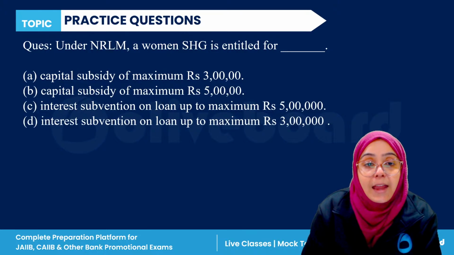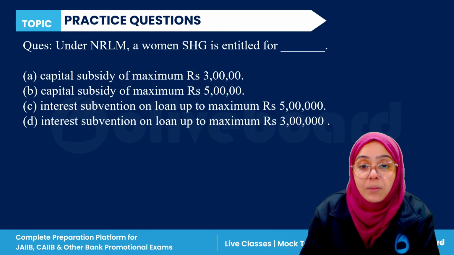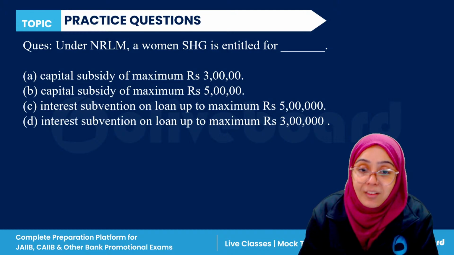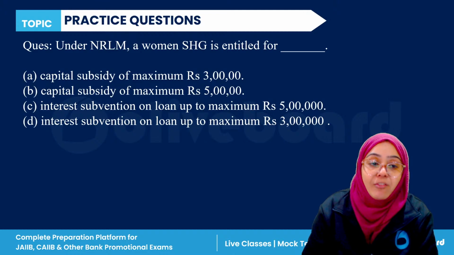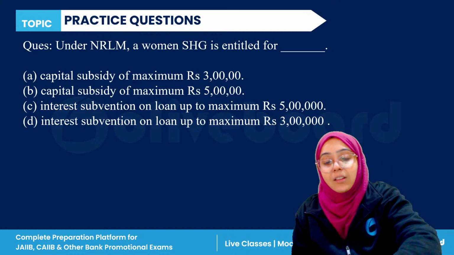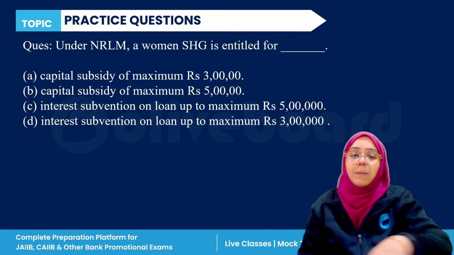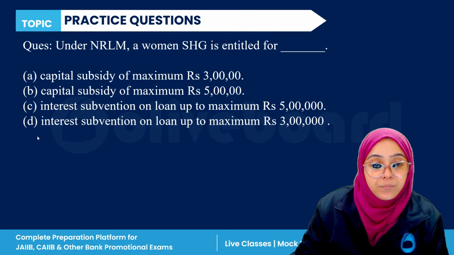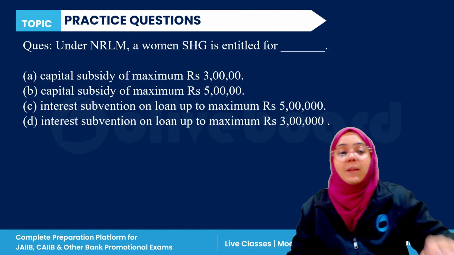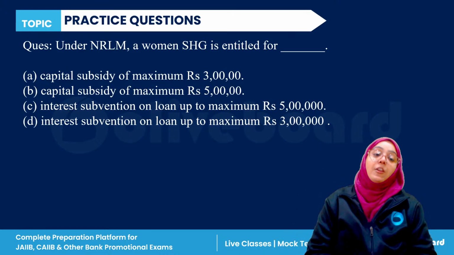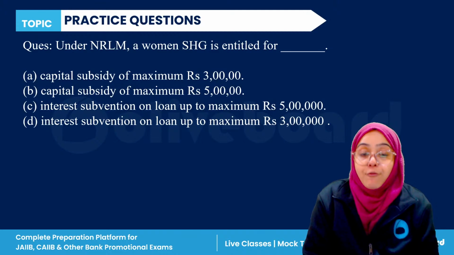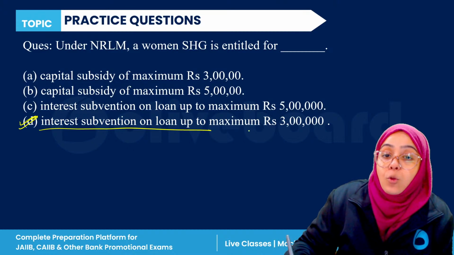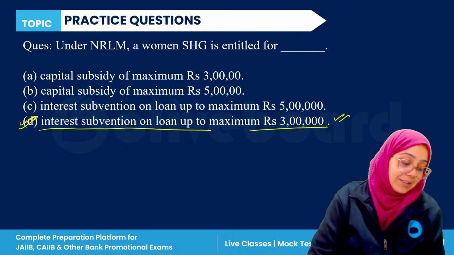Next, under the NRLM scheme, a woman self-help group is entitled to a capital subsidy of 3 lakh, of 5 lakh, interest subvention on a loan maximum of rupees 5 lakh, or 3 lakh. Everyone, please answer this question. So again, it is a fact-based question. No need to worry. You just have to learn the fact. Under the NRLM, a woman self-help group is entitled to interest subvention on the loan to a maximum of rupees 3 lakhs. So D is the correct answer.